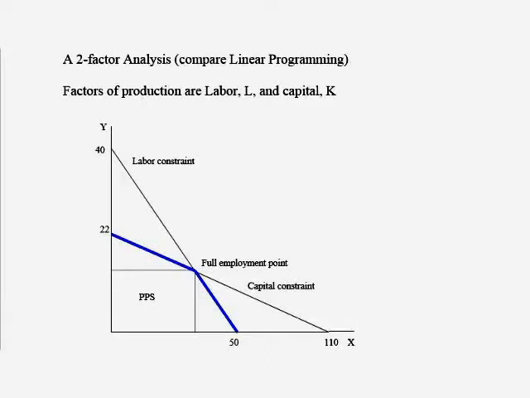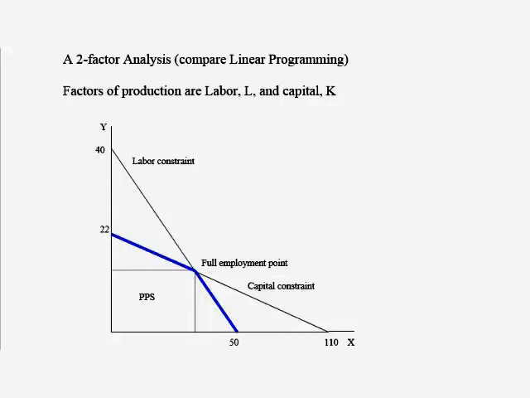The second main model used in international trade is the two-factor analysis. Instead of just focusing on labor as the only input, we now focus on a second factor of production. In this case, we're going to call it capital. If you just had two equations, the first constraint we're going to say is our labor constraint.